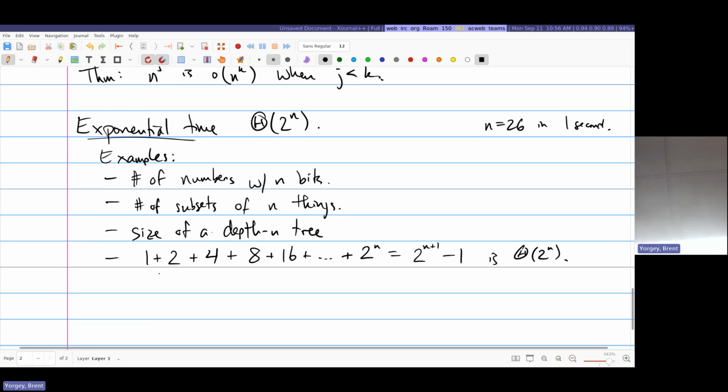Okay. Another way to think of it is if you do 1 plus 2 plus 4 plus 8 plus 16 all the way up to 2 to the n, you actually spend half your time doing everything before that last 2 to the n, and then another half your time doing the last 2 to the n. And it's basically just 2 to the n.